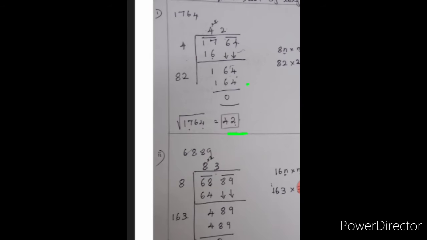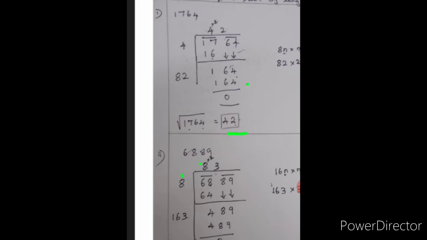Now your next question is 6889. First group the numbers by drawing a bar. Then see that 68 is the first two numbers here. See the square number which is less than or equal to 68. If you see the square number, 8 into 8 is 64. Then 68 minus 64 is 4. Bring both the numbers together, 89.